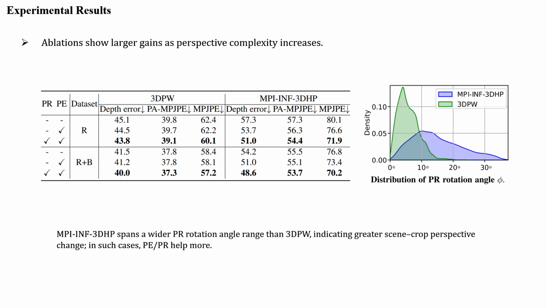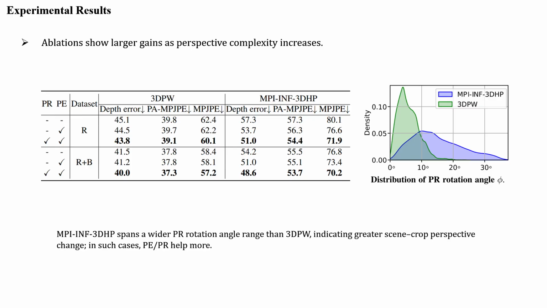On MPI-INF-3DHP dataset, the addition of PE or PR results in a considerable reduction in depth error. On 3DPW dataset, incorporating PE or PR leads to a relatively modest performance improvement compared to MPI-INF-3DHP dataset.